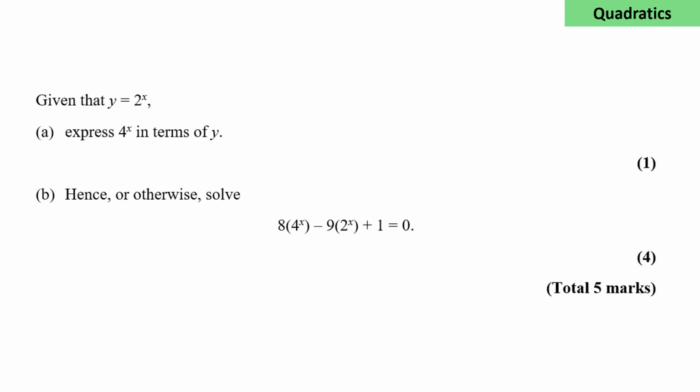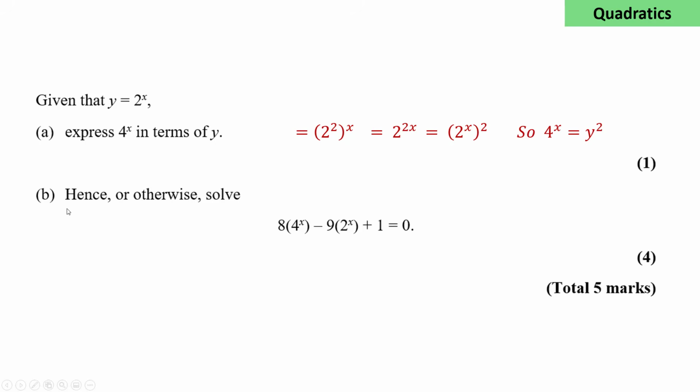This one is a problem relating powers and also quadratics. We're asked, given that y equals 2 to the x, find 4 to the x in terms of y. So 4 to the x will be 2 squared to the x, which is 2 to the 2x, which will be 2 to the x all squared, which equals y squared. So 4 to the x equals y squared.